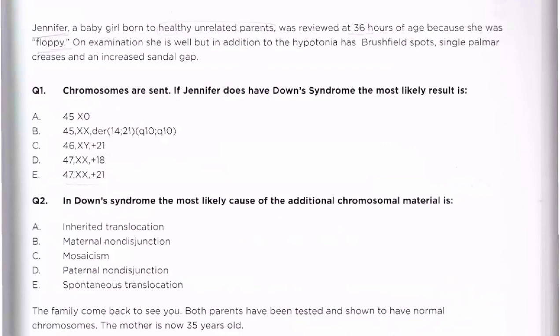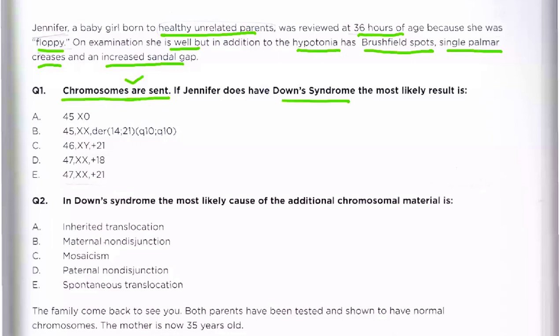Jennifer, a baby girl born to healthy, unrelated parents, is seen at 36 hours because of a floppy baby. On examination, she is well, but in addition to the hypotonia, Brushfield spots are present, a single palmar crease is present, and increased sandal gap. What chromosomes are sent? Chromosomes sent means a karyotyping has been done. If Jennifer does have Down syndrome, the most likely cause of the result, they simply want to ask which one is the most common type.